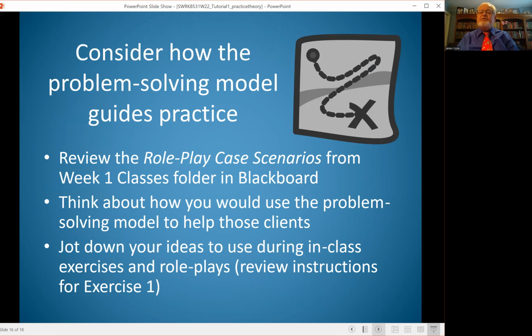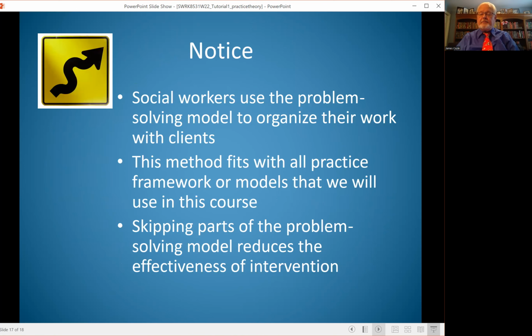Consider how the problem-solving model will guide your practice. Review the role-play case scenarios that are in your Blackboard site and think about how you would use this problem-solving method to help those clients. Jot down your ideas about this because we're going to talk about that in class and also give you an opportunity to actually role play this particular model with one of those clients.